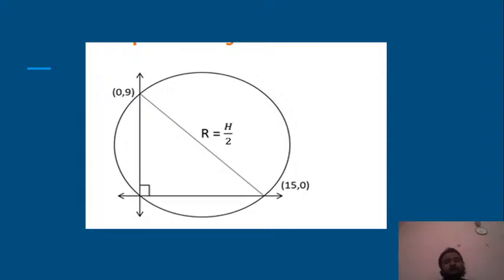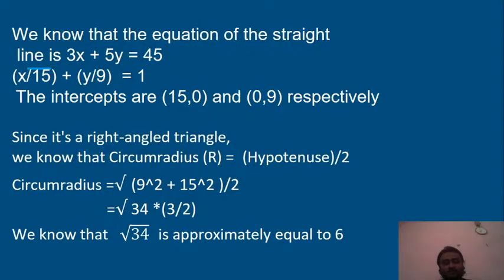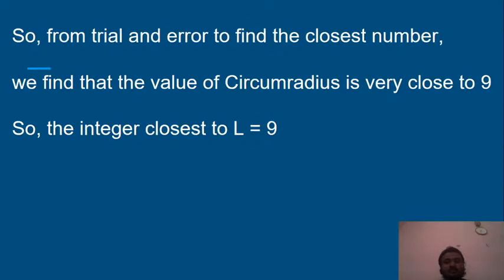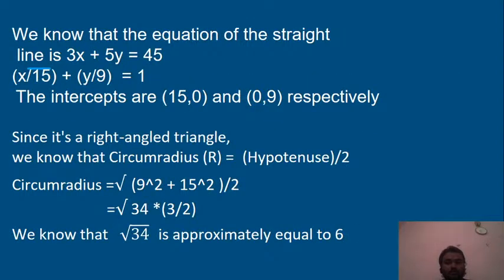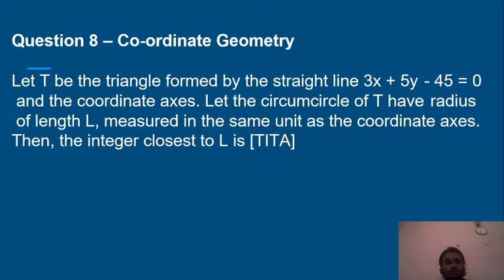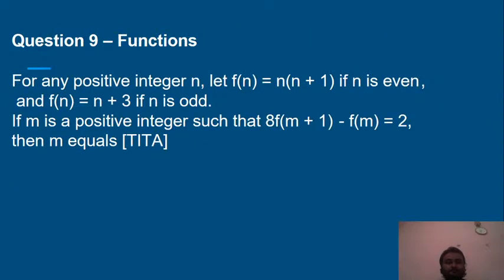In a right angle triangle, the radius of the circumcircle is hypotenuse by 2, a formula from geometry. So if you know this formula, you just find the hypotenuse divided by 2, and that's your answer, which comes out to be approximately equal to 6. So the answer to this question was 6. Okay, so now we are coming to the next question, that is functions. Again, you guys have 2 to 3 minutes, then I'll solve it for you.